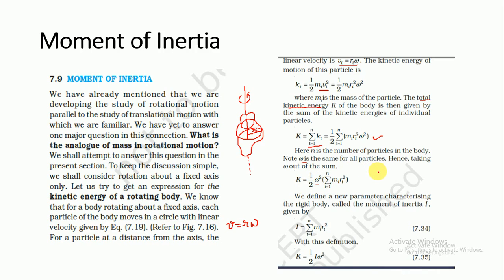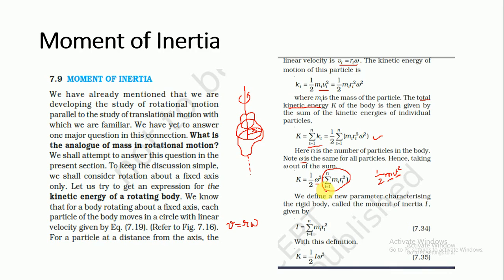And you see, in translational motion, it is half mv square. So this was the kinetic energy in translational motion. So v has been replaced by omega here. So m, it means, is replaced by this expression.